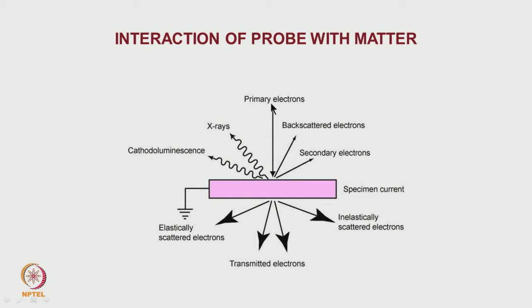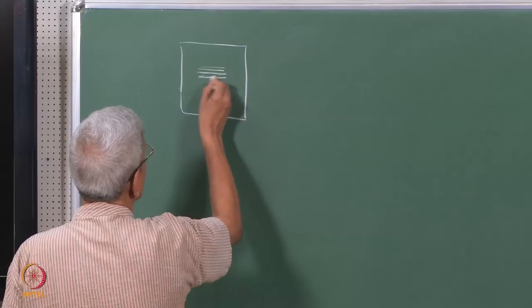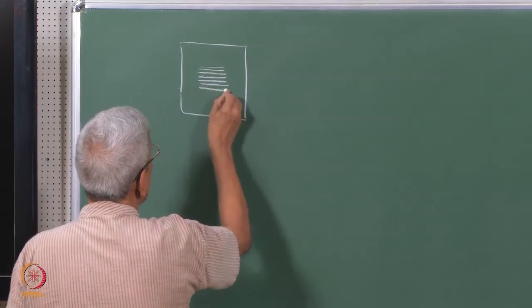So far, what we considered is that the primary beam is essentially a stationary beam. Suppose the primary beam can be made to move, to scan on that sample surface. So we have a sample. Okay. The primary beam is being scanned like this over a small region of that sample surface.